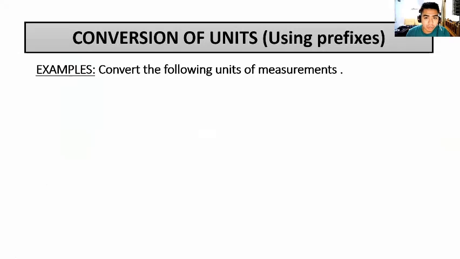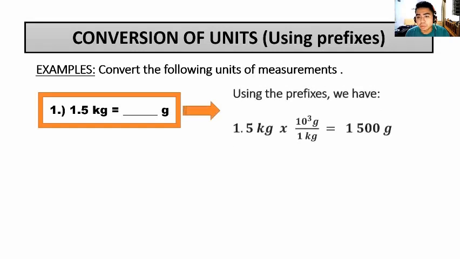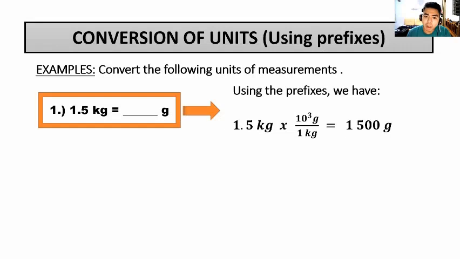Examples: convert the following units of measurement. Number 1, 1.5 kilograms is equal to how many grams? So using the prefixes we have, we multiply 1.5 kilograms by 10 raised to 3 grams, or 1,000 grams over 1 kilogram.